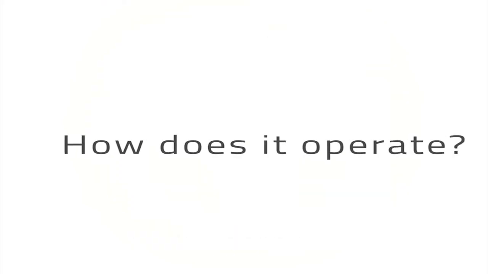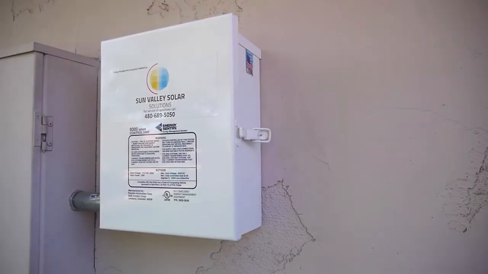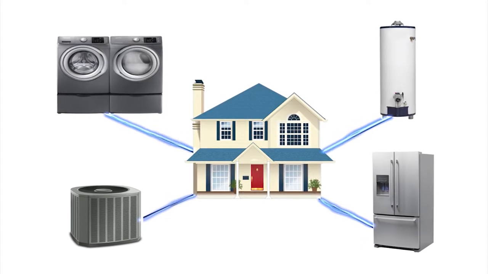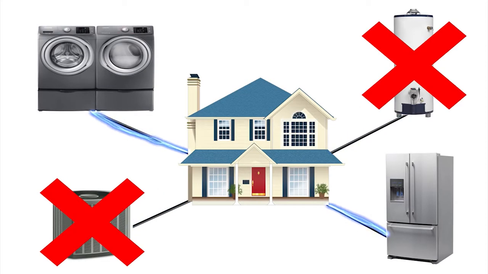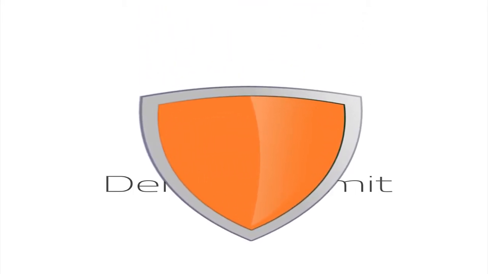How your demand manager operates is because it's monitoring how much electricity you are consuming at any given time and is controlling the big loads in your house, such as your air conditioner and your water heater. If you start going over your allotted amount of electricity or your demand limit, then it is going to turn off the loads that it is controlling, such as your water heater or your air conditioner, in order to protect that demand limit from exceeding what you have it set at.